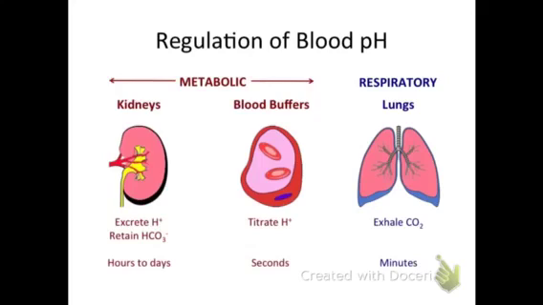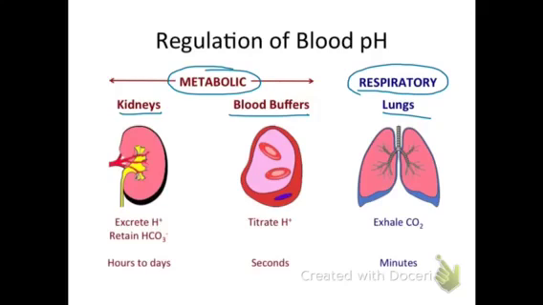The three main regulators of blood pH are the kidneys, the blood buffers, and the lungs. The kidneys and the blood buffers are under metabolic control, whereas the lungs are under respiratory control. The kidneys regulate blood pH by either excreting hydrogen ions in the urine or by resorbing bicarbonate and returning it to the blood.